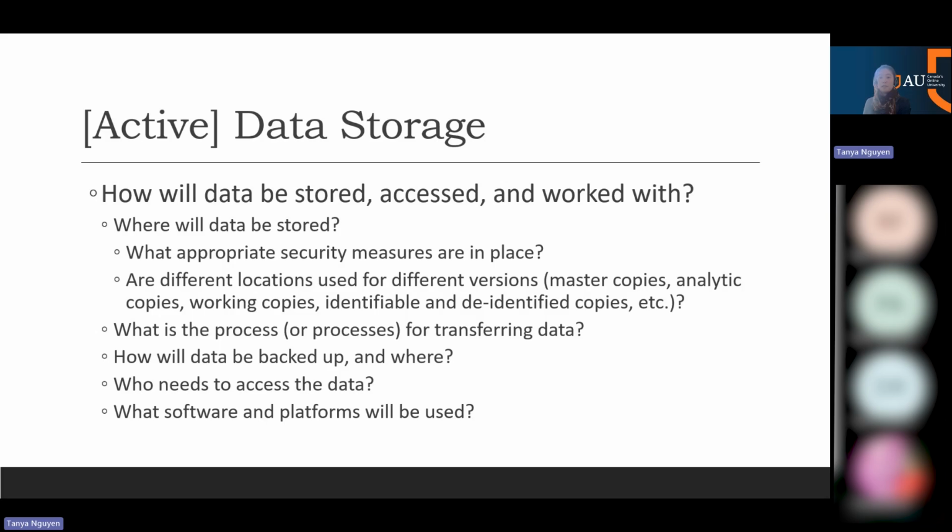And then when thinking about software and platforms that you may be using, these may have different security and processes built into them.